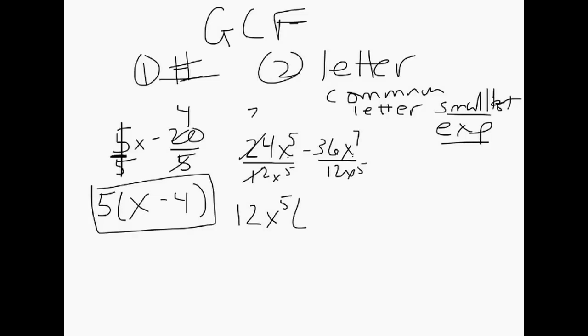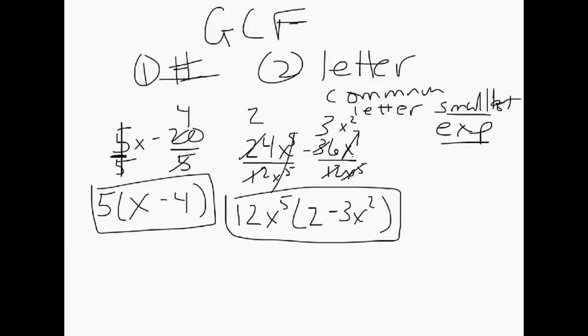12 goes into 24 2 times. x to the 5th over x to the 5th, those cancel each other out, and so that is no longer there, so that's a 2. 12 goes into 36 3 times. x to the 5th goes into x to the 7th: 7 minus 5 leaves us with a 2, so that's minus 3x squared. This is the distributive problem that would have made that one up there.